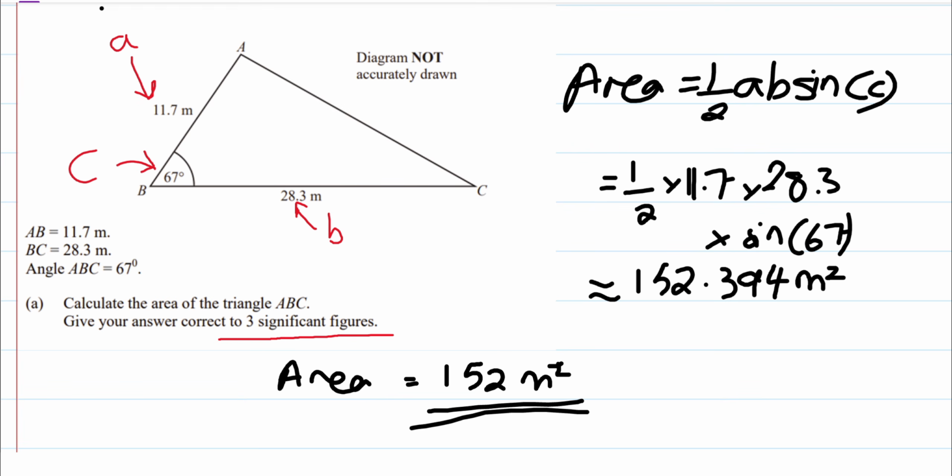The key idea in these sorts of questions is when you know two sides and the included angle, don't use the formula 1/2 base times height to find the area. Instead use 1/2 ab sine C. And remember, when you give your final answer, make sure to always include the units.